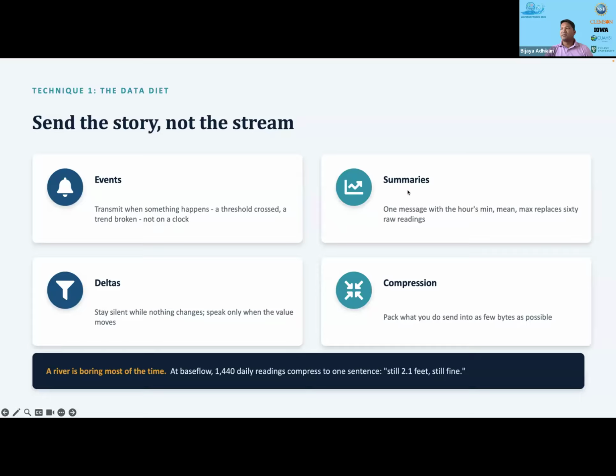The other idea is to send summaries. Maybe one message with the mean and max replaces 60 raw readings, especially when the water is flat. Maybe that's enough. Or you can just send the delta. Stay silent when nothing changes, and speak only when the value moves. Have a check for the changes in the data.